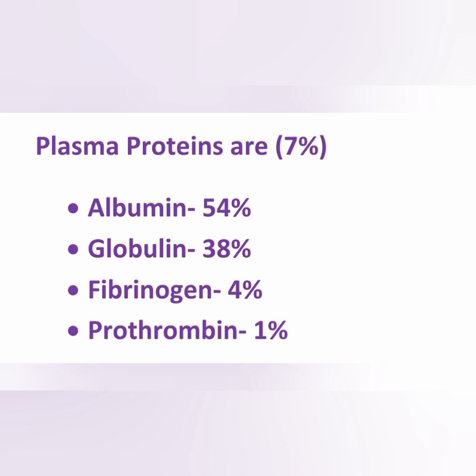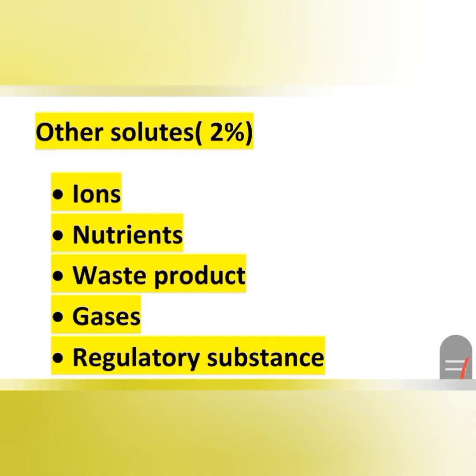Proteins include albumin, globulin, fibrinogen and prothrombin. Albumin is 54%, globulin 38%, fibrinogen 4% and prothrombin 1%. So plasma consists of proteins, water and other solutes. Water is 91%. The other solutes are 2%, and they include iron, nutrients, waste products, gases and regulatory substances. These are the other solutes.